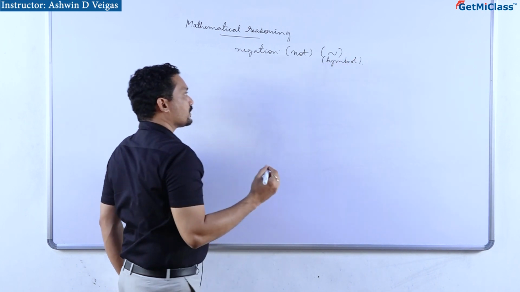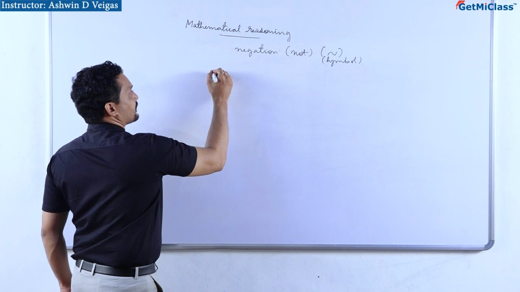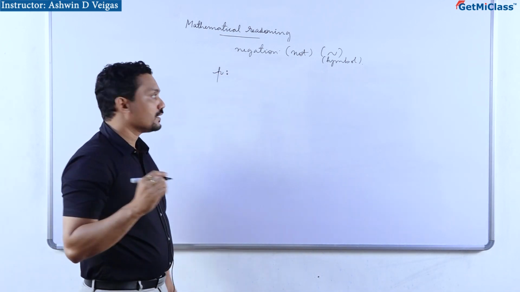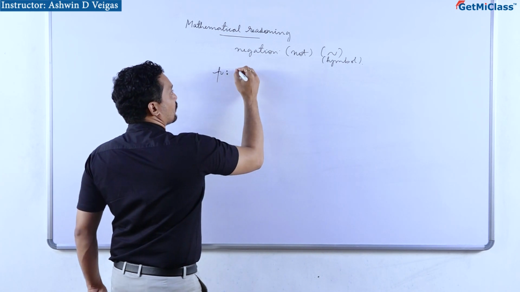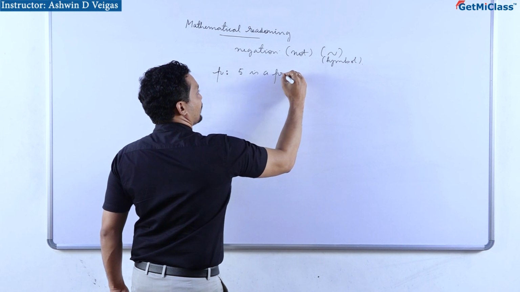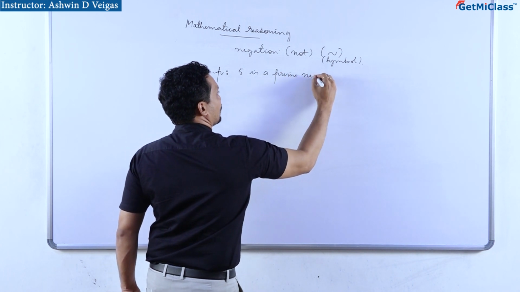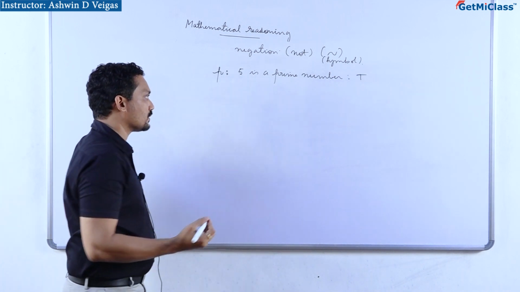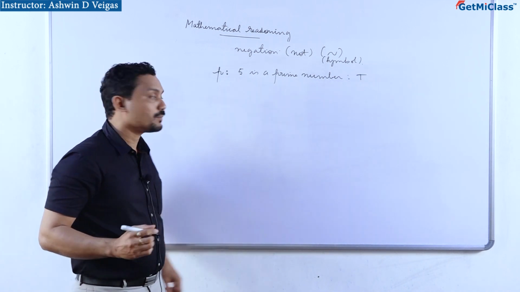Now, to explain this, let me take one simple example. Let me take a statement P: 5 is a prime number. Now, we know that this statement is true, so its truth value is T. We know 5 is a prime number.